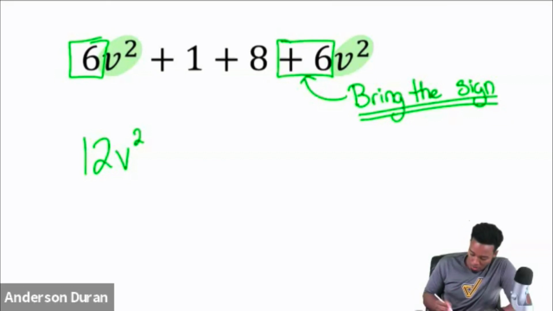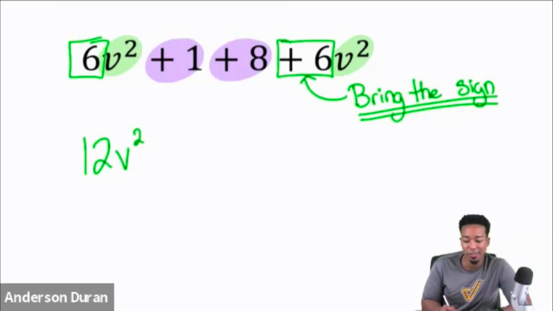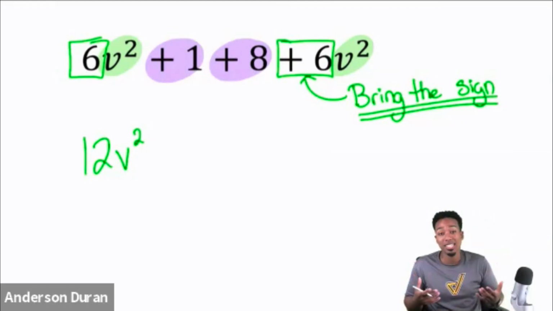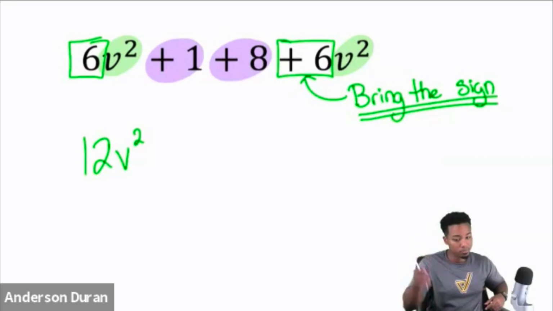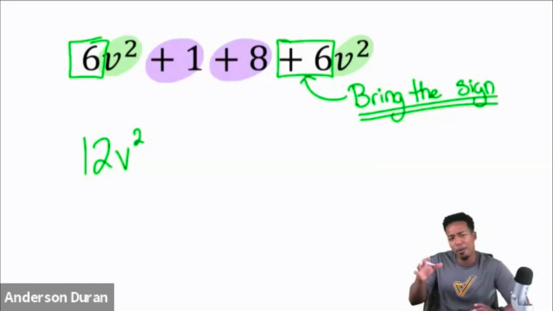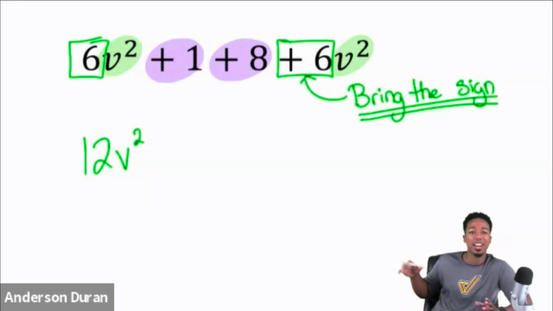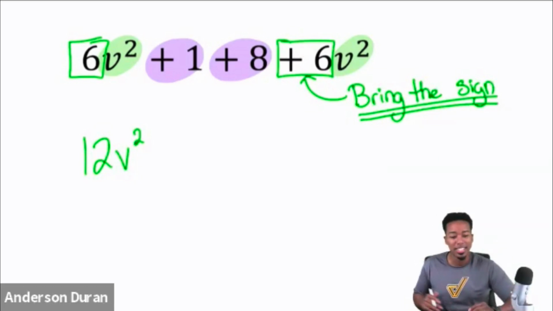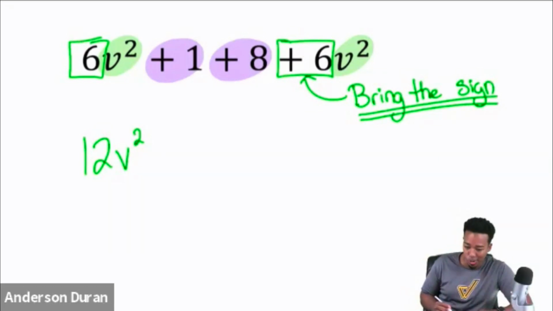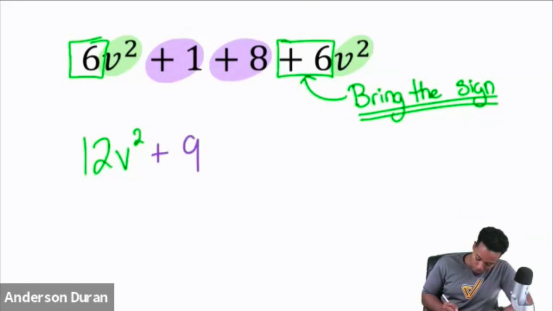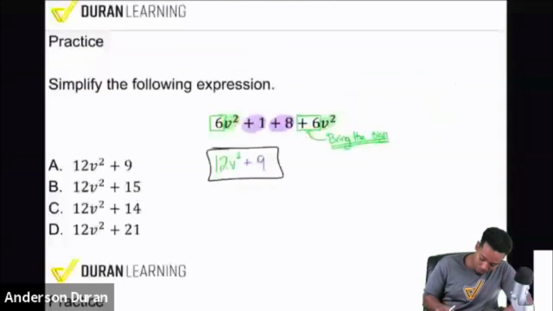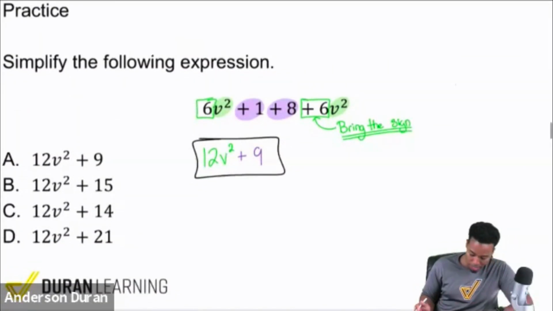Up next, we got the 1 and the 8. Notice that's a positive 1 and a positive 8. If I bring a positive 1 and a positive 8 together, we get exactly. And that part was pretty straightforward. I know for the numbers, a lot of us are like, yeah, we're good. It's just the variables that sometimes make us a little uneasy. But they follow the same rules. So we got 12v squared plus 9. Boom. What's that answer going to be, everybody? Hit me.